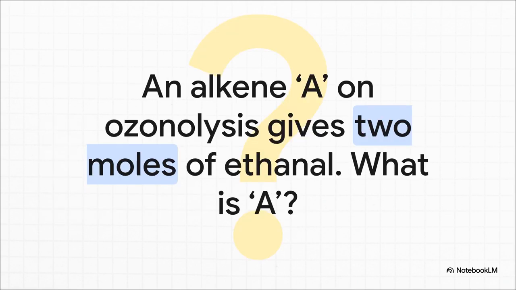So to finish this off, I'm leaving you with a challenge, framed just like a question from your NCERT exercises or the NEET exam itself. An alkene, let's call it A, undergoes ozonolysis and gives you 2 moles of ethanal. What is alkene A? This is a direct test of your understanding of ozonolysis. Pause right here, work it out, and prove to yourself that you've mastered this stuff. You can do this.